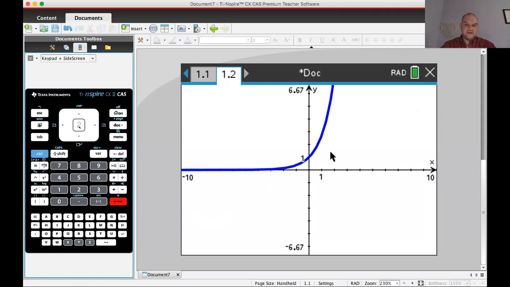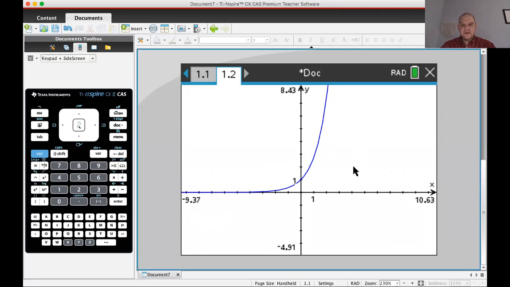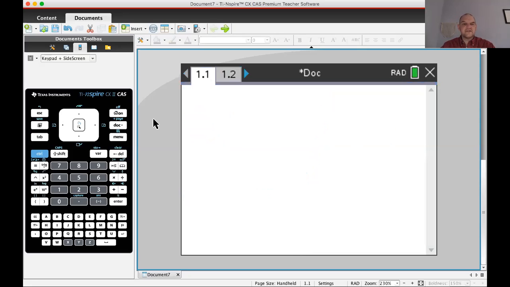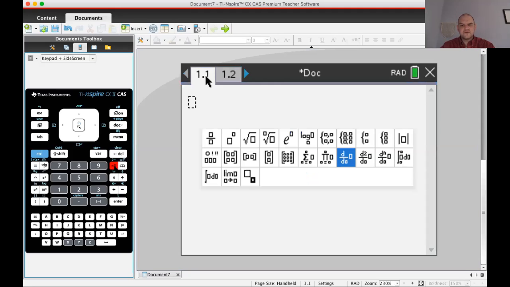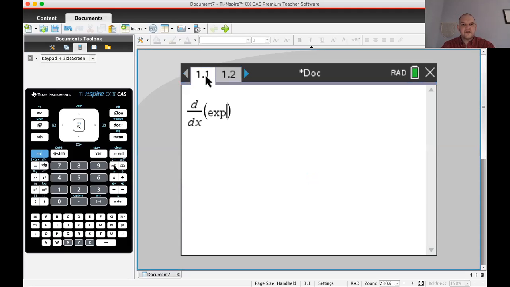And I think this is interesting. Let me add another graph here, e to the x. Well, look at that. It looks like the derivative of e to the x is e to the x. A lot of graphical evidence there. Let's see what the calculator says here. Let's do the derivative with respect to x of e to the x. So make sure you're using the e to the x key, not the letter e.